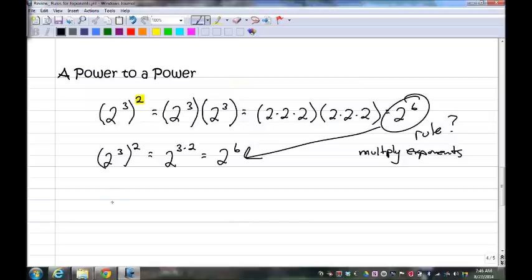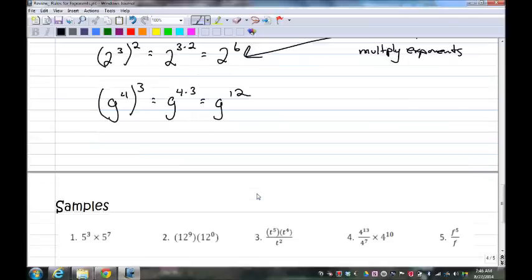So, try this one. G to the fourth, raised to the third. Okay, this is the same thing as G to the fourth times the third, which is G to the 12th. Cool? So there's 3 rules that you need to know here. Now, what I'm going to do is give you some samples, and it's going to mix all this stuff together to see how well you know it.